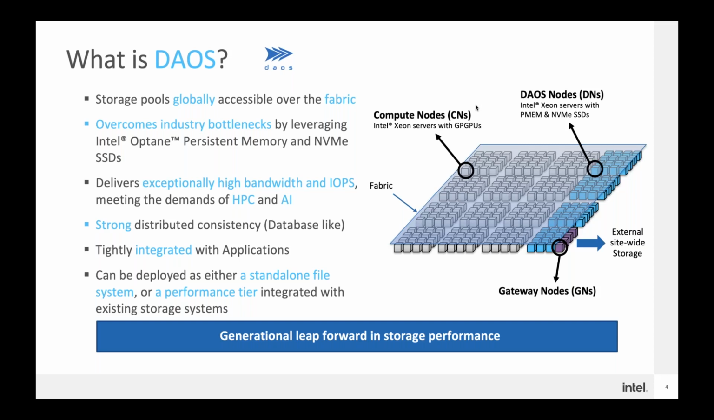The storage node, or let's say data node, is the blue boxes in the diagram. Each node has a mix of Intel Optane persistent memory and NVMe SSD. DAOS will store the persistent metadata and latency-sensitive data, or small data chunks, in persistent memory. Then it stores large data chunks in NVMe SSDs.